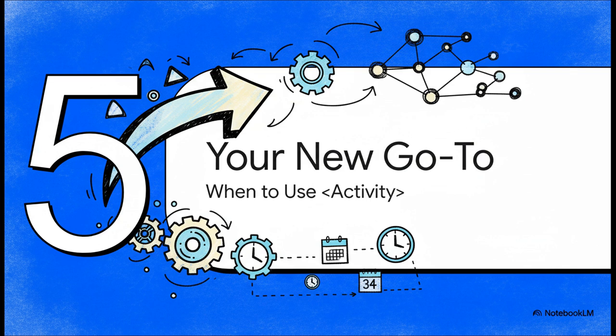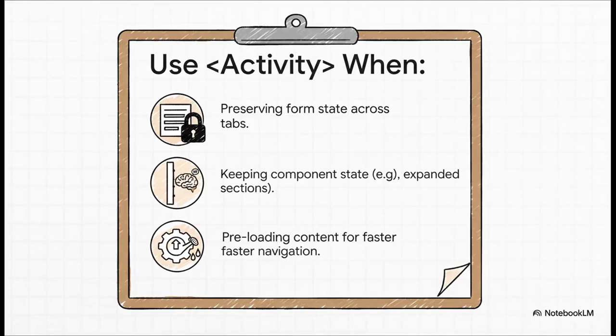Okay, let's bring this all home. We know what it is, how it works, and what to watch out for. So the big question is, when should activity become your new go-to component? So here's your cheat sheet. You want to reach for activity anytime you need to preserve form state. Think about that text area draft. You should use it to keep the internal state of your components, like those sidebars and accordions. And you should absolutely use it when you want to preload content to get that snappy, instant navigation, or to speed up your initial page load with selective hydration. It really does cover both UX and performance in one awesome little package.